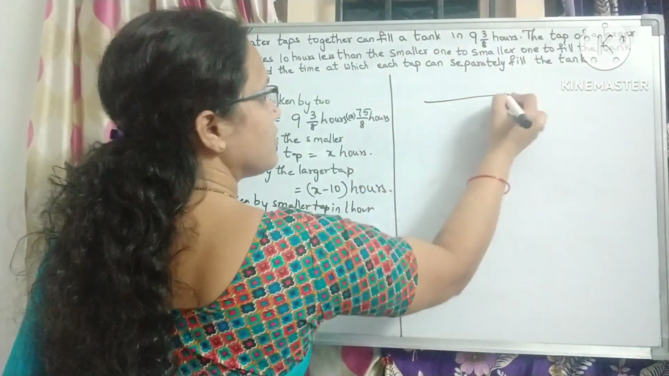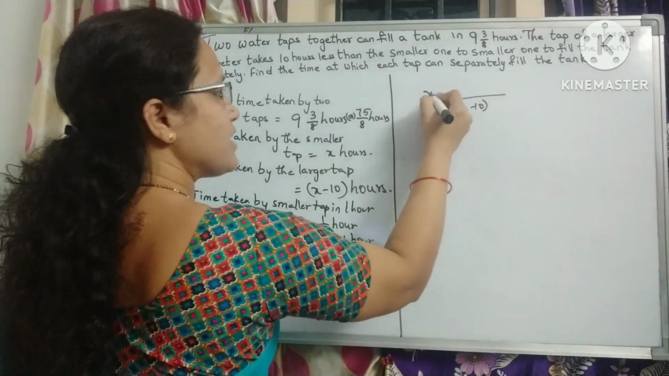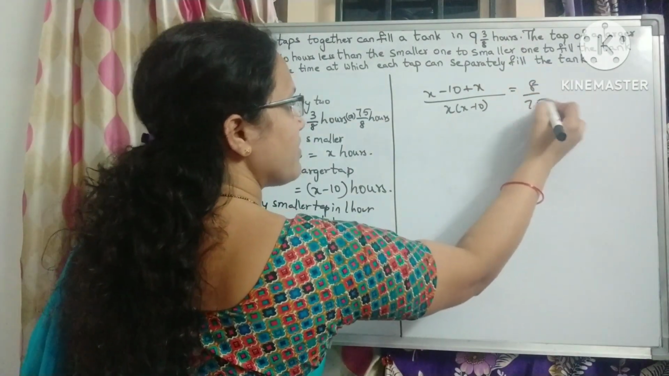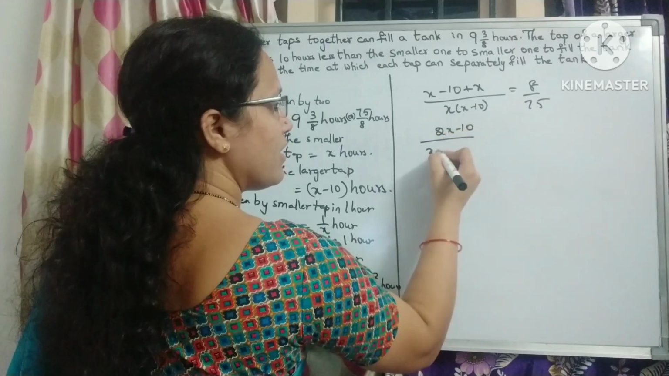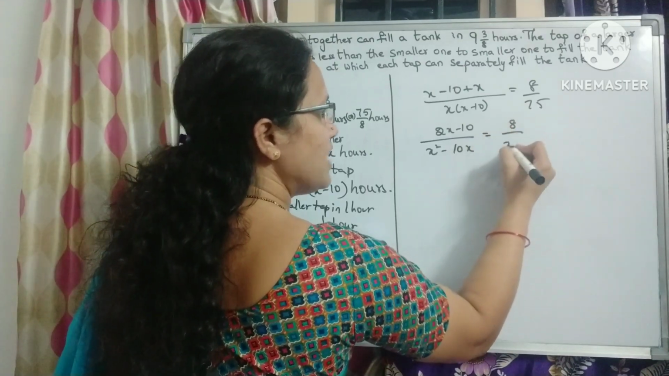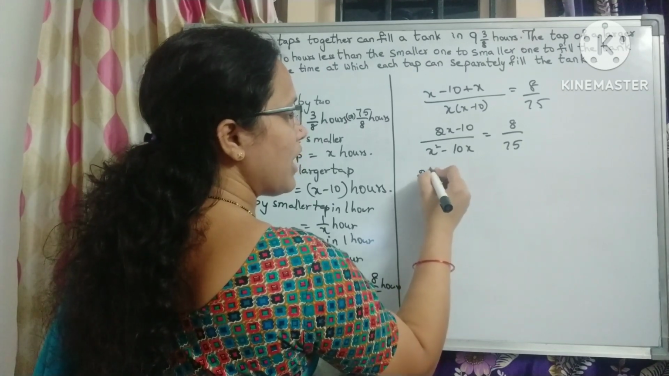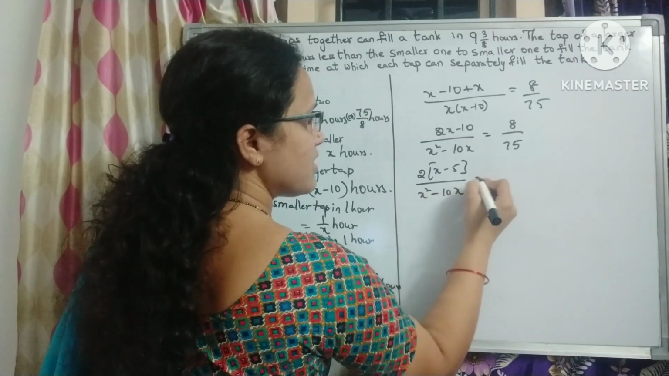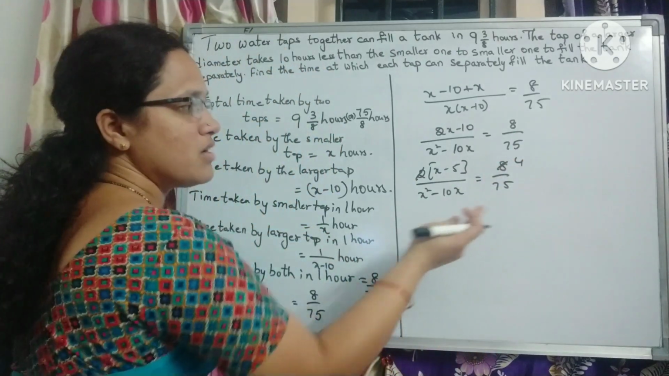Take the LCM, x into x minus 10, where you write x minus 10 plus x is equal to 8 by 75. So here nothing gets cancelled, so it becomes 2x minus 10 by x square minus 10x is equal to 8 by 75. But here you can take out 2 actually. If you take out 2, what will happen? x minus 5 by x square minus 10x is equal to 8 by 75. This 2 will get cancelled here in 4 times. Now cross multiply.